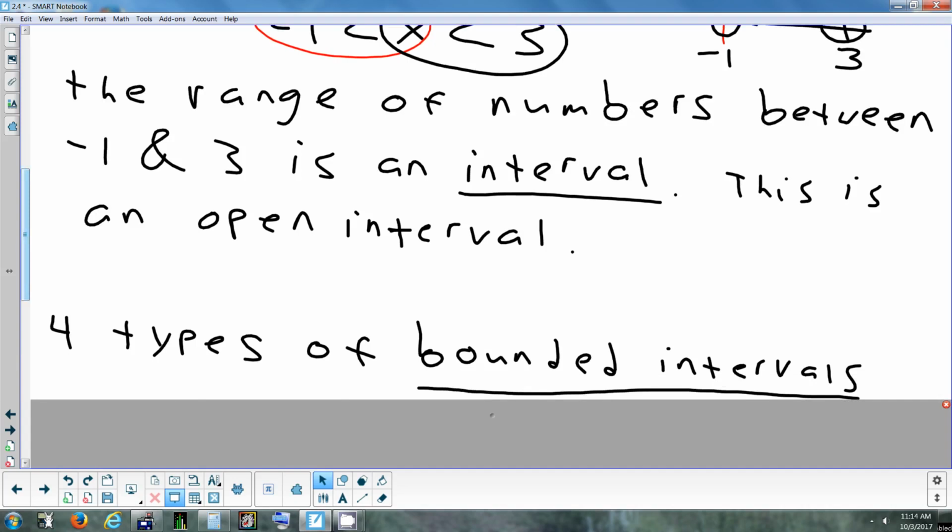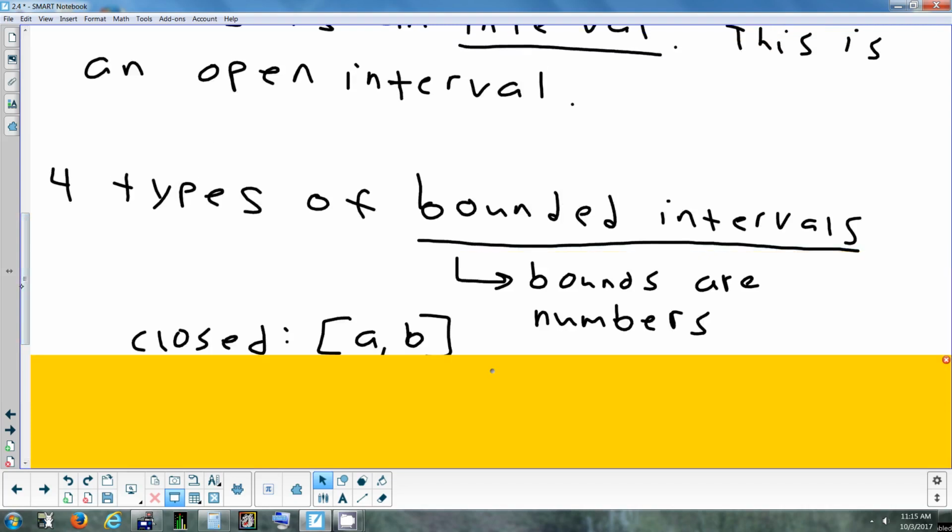You might be like, well, what other kind of interval could you have? That's unbounded. Because x is greater than 4, what's the highest number that it could be? There's no limit. It's unbounded. It can go up to infinity. So when you're limited between two numbers, that's called a bounded interval.